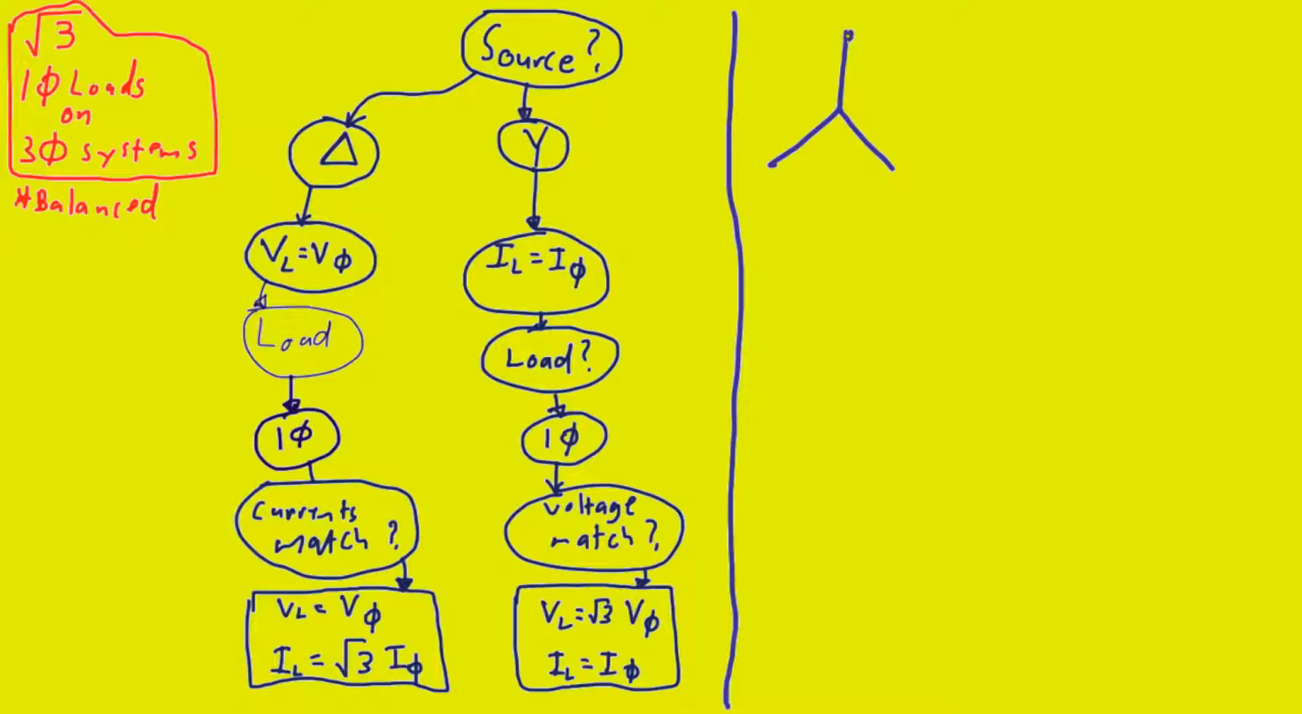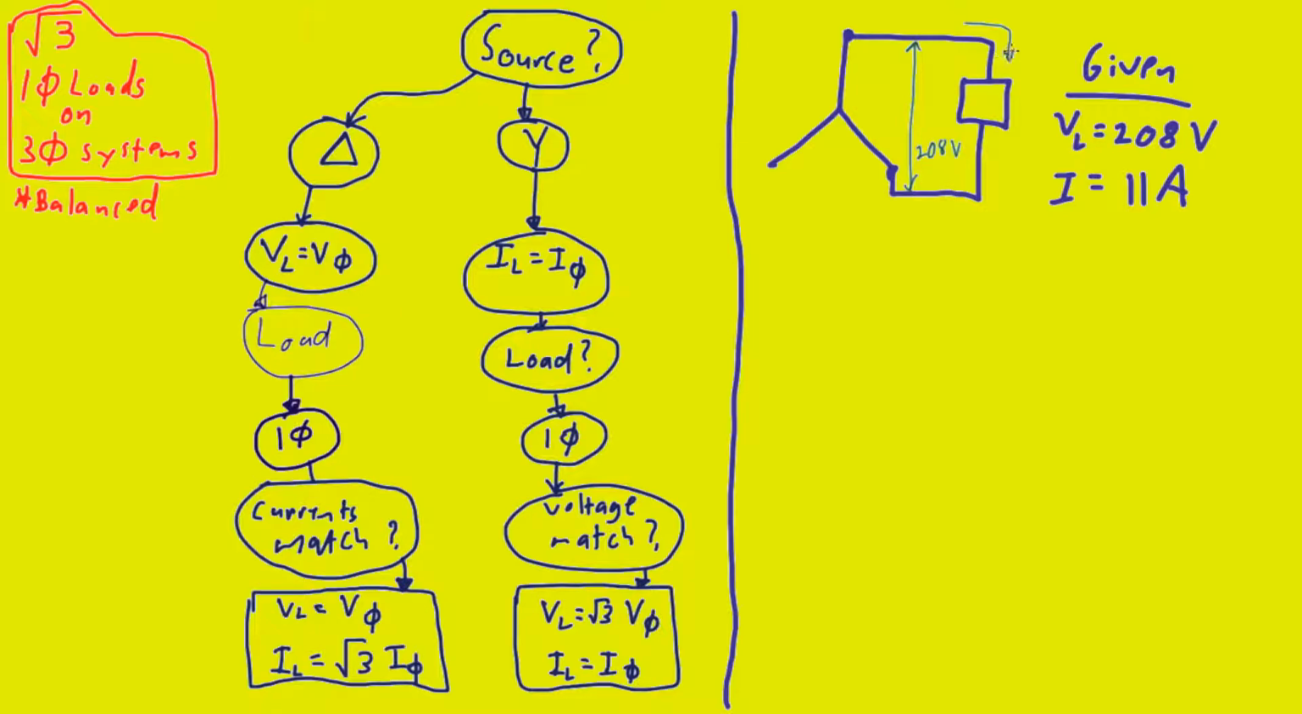So let's say in this problem we have a Y source connected to a load. Once again, single-phase load on a three-phase system. This load is connected line to line, as you can see in the circuit diagram there. And let's apply some givens. We have a line voltage of 208 volts, and we have a current of 11 amps.